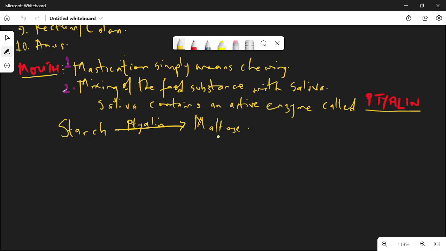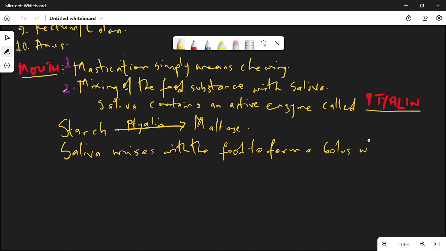And then the food is rolled into a bolus form, and it is rolled down the esophagus. So the saliva mixes with the food to form a bolus which is swallowed. So that is what happens in the mouth.